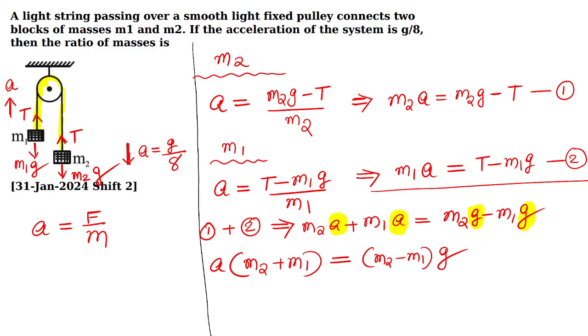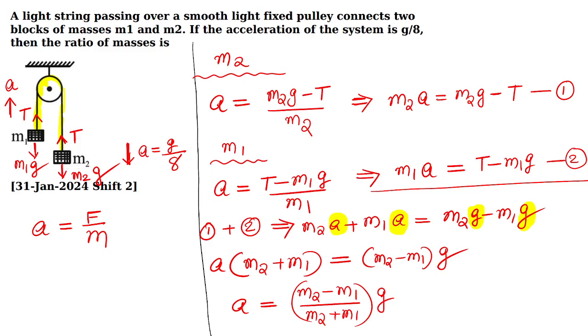Actually, I derived the formula for A. I am writing all the steps. Acceleration is given by m2 minus m1 by m2 plus m1 into g, where m2 plus m1 is taken to the other side. So we got a formula.